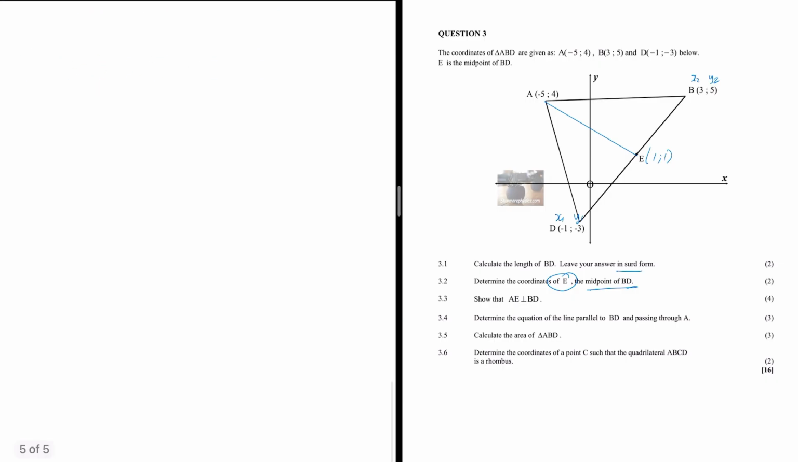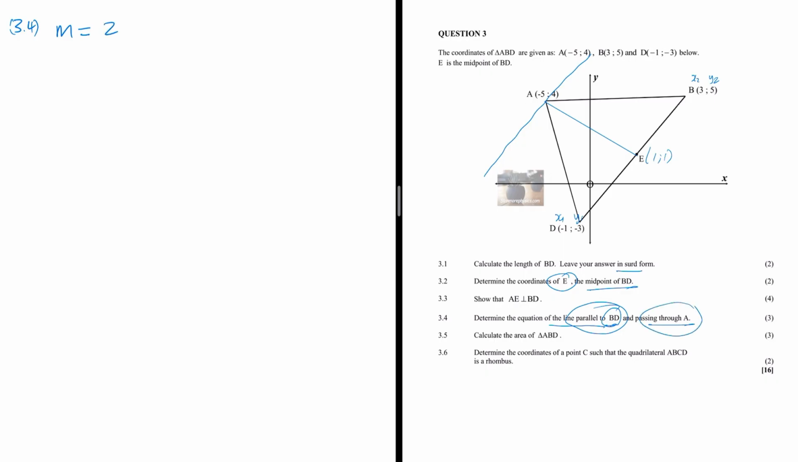Now let's take a look at question 3.4. So question 3.4 says, determine the equation of the line parallel to BD and passing through A. So parallel to BD, it's going to be this line here. Let's redo that. Okay. So if the line is parallel to BD, that means it's going to have the same gradient as BD. So the gradient of the new line is going to equal the gradient of BD, which is 2. We worked that out.